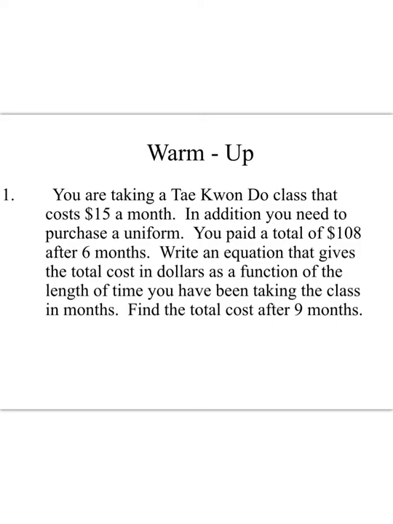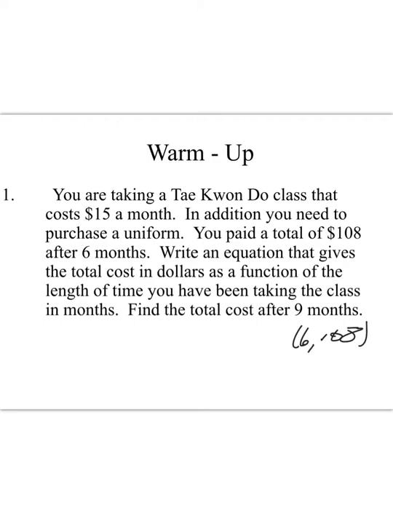So here we're taking a Taekwondo class, costs $15 a month, plus a uniform. $108 after 6 months. We want to write an equation that gives the total cost in dollars as a function of the length of time you've been taking the class. Find the total cost after 9 months. So we know that for 6 months it cost $108.